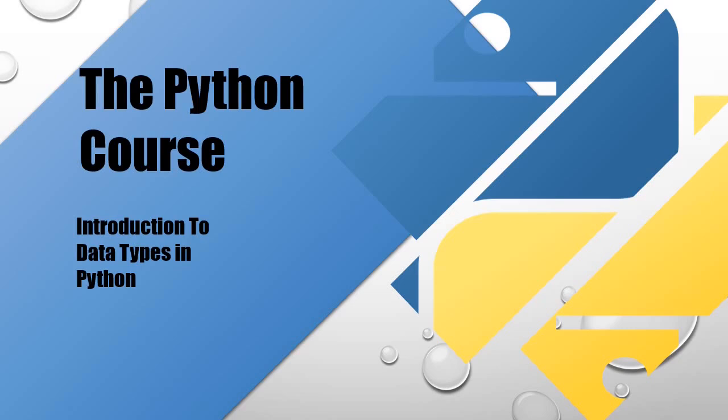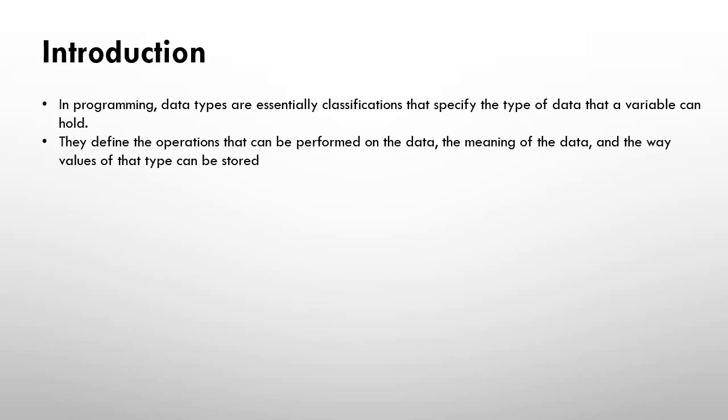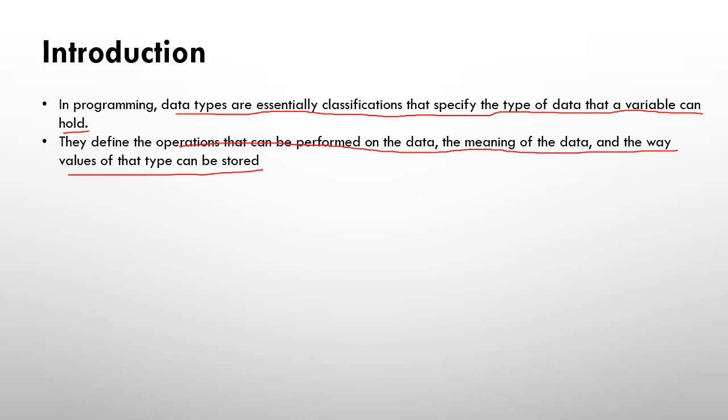And in this video, we will discuss the basic data types in Python, starting with what actually are data types. In programming, data types are essentially classifications that specify the type of data that a variable can hold. They define the operations that can be performed on the data, the meaning of the data, and the way values of that type can be stored.